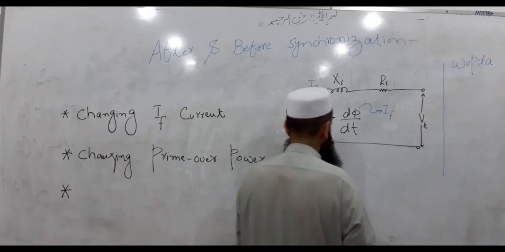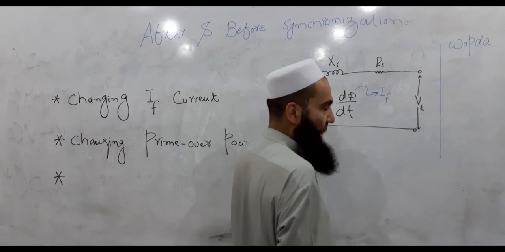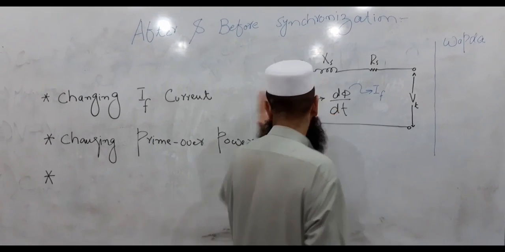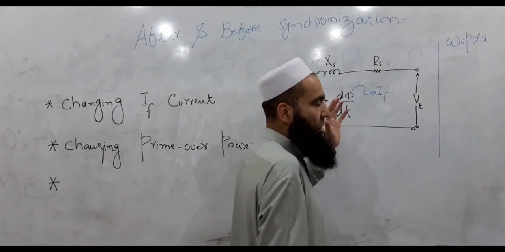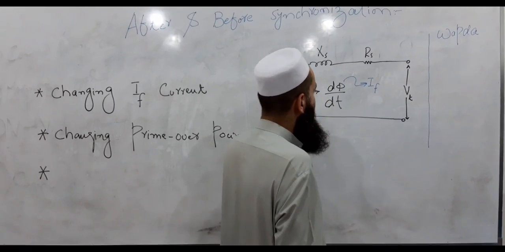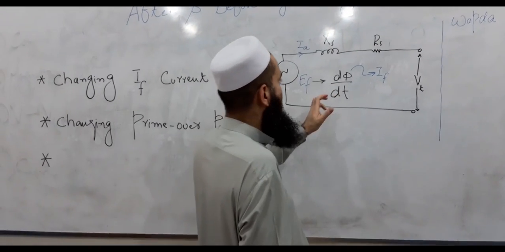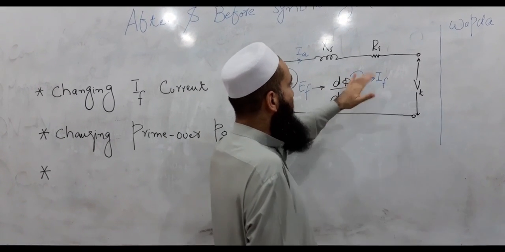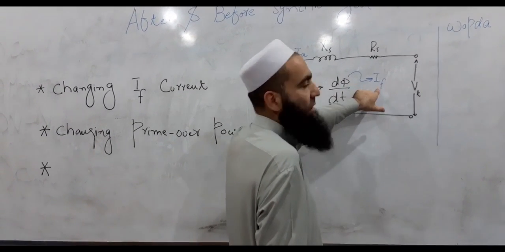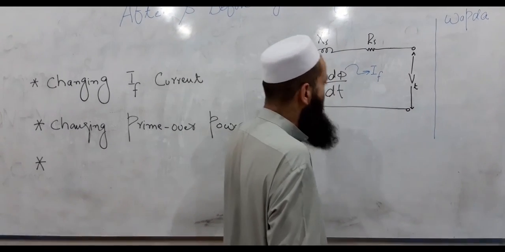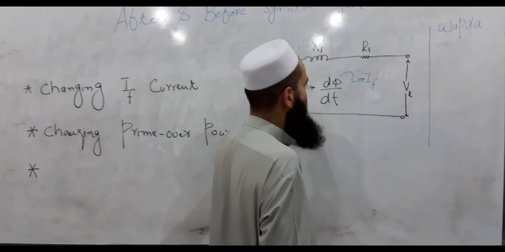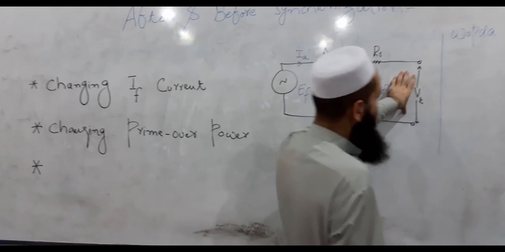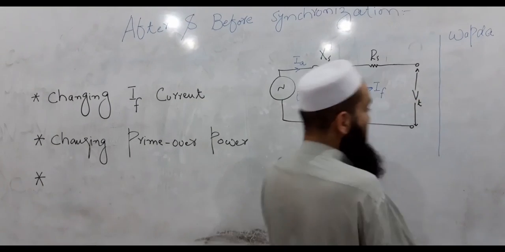So by changing either the speed of the prime mover, which we demonstrated to you, we basically use the DC shunt type DC motor as a prime mover. So by changing the speed of the motor, we change the derivative, and in that way we change the induced EMF. The other way we change the flux was the field current. So by changing either of these two quantities, the induced EMF changes, and if the induced EMF changes, it means the terminal voltage will change. So this is before synchronization.